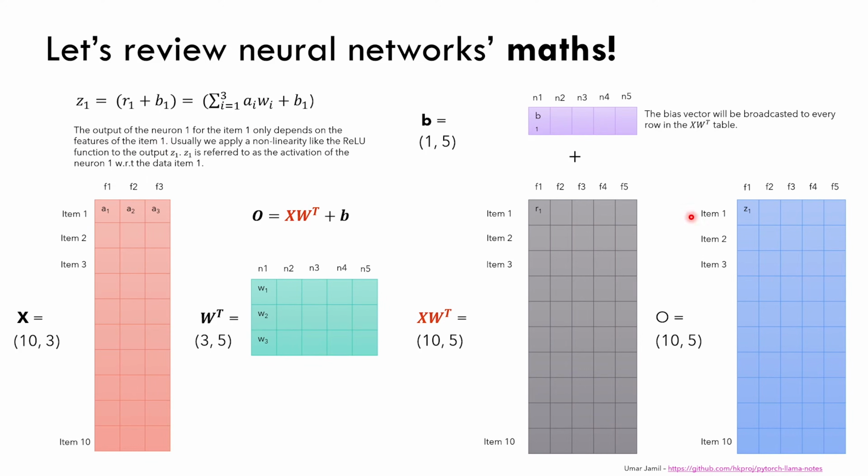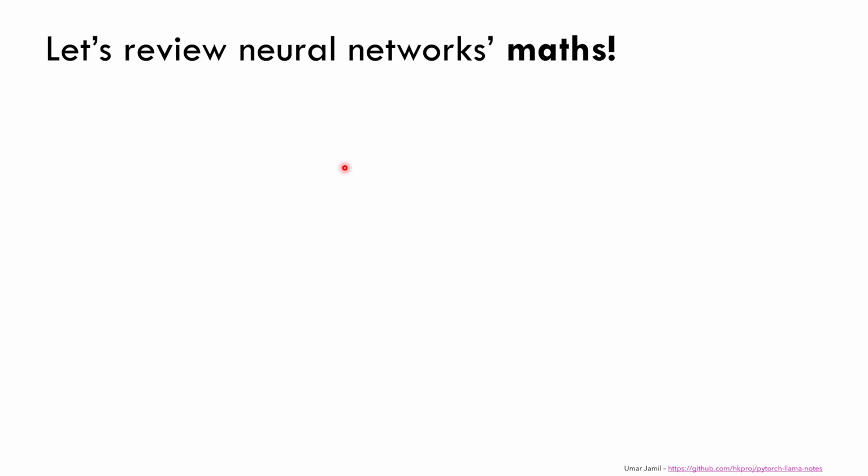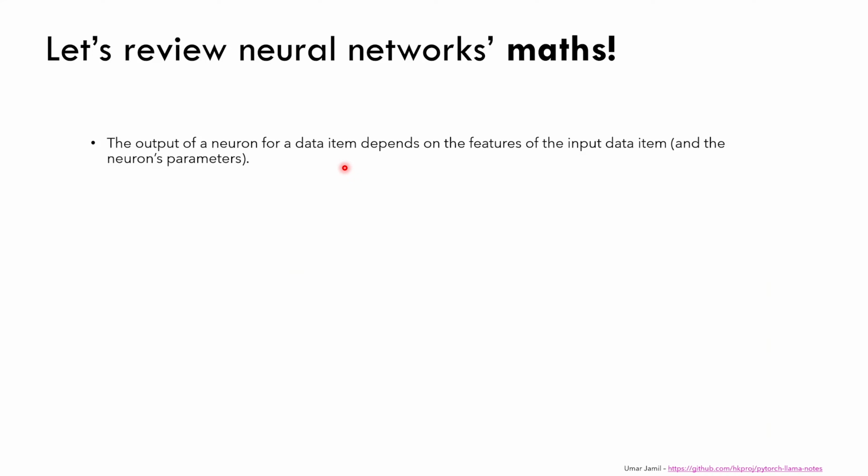Usually after this output we also apply a non-linearity like the ReLU function, and the argument of the ReLU function is referred to as the activation of the neuron 1. Now, as we can see, the output of the neuron 1 only depends on the input features of each item. So the output of a neuron for a data item depends on the features of the input data item and the neuron's parameters. We can think of the input to a neuron as the output of a previous layer.